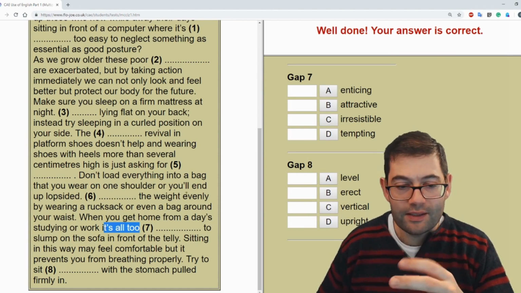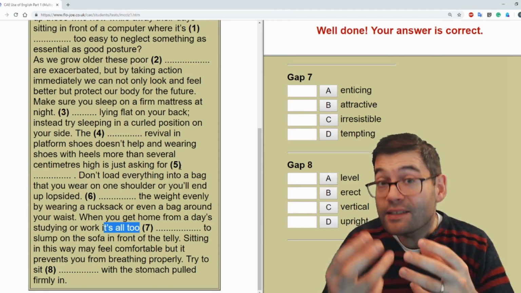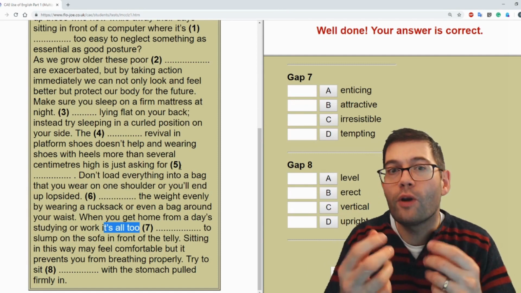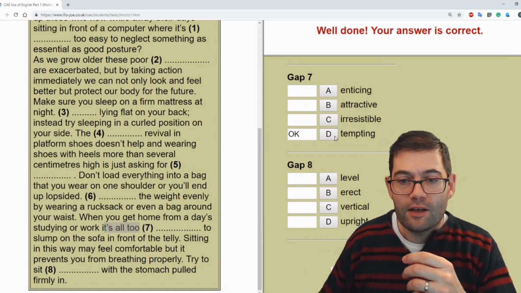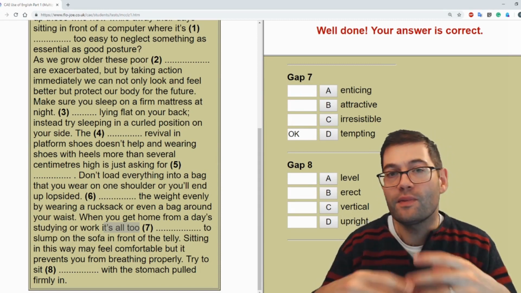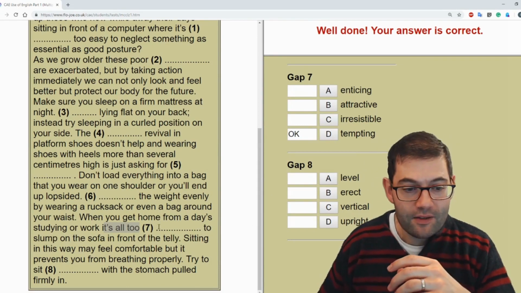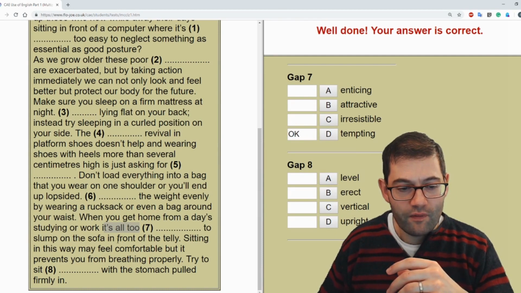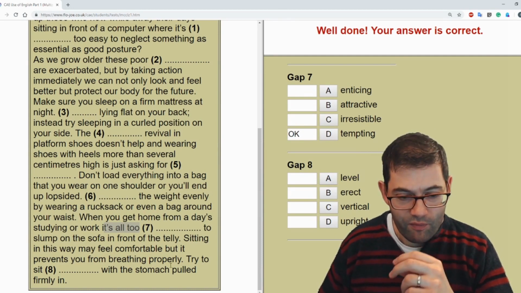Now, we can't say it's all too enticing, because enticing is an adjective, which means that you want to do something. It's calling you to do it. But because of that structure, we can't use it. So the answer that we've got to choose in that case is tempting. So if something is tempting, very, very synonymous with enticing, but it does work with this language structure. To slump on the sofa in front of the telly. Sitting in this way may feel comfortable, but it prevents you from breathing properly.